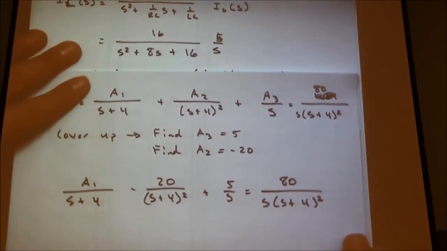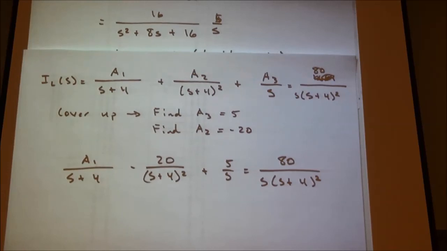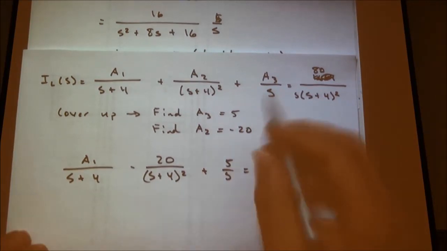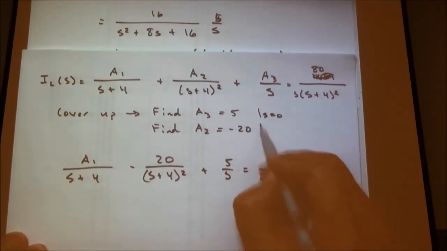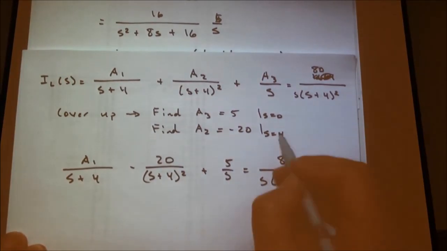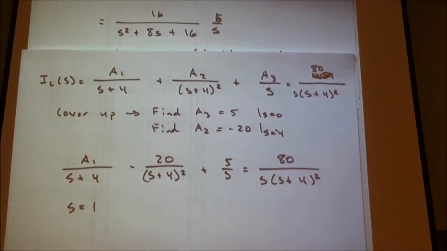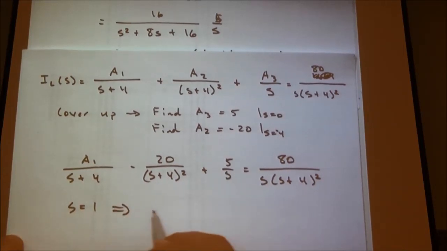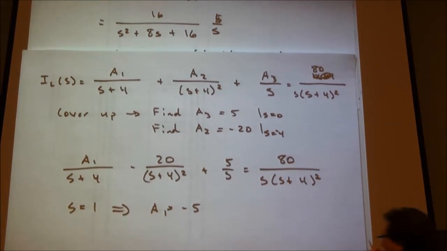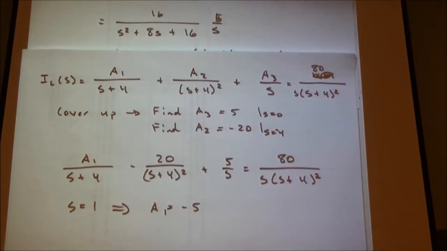You have to be careful, though. There are 2 numbers you cannot use. What are they? The poles. So you cannot use S equals 0 or S equals minus 4. So I don't know, put in S equals 1. Plug in, find A1. That's valid. A1 then winds up being minus 5. And so that's an approach.